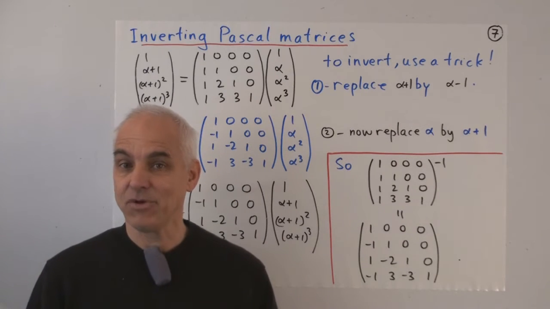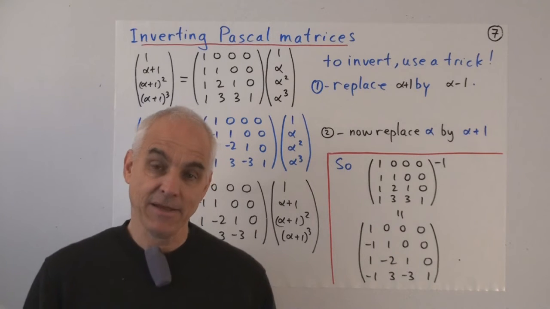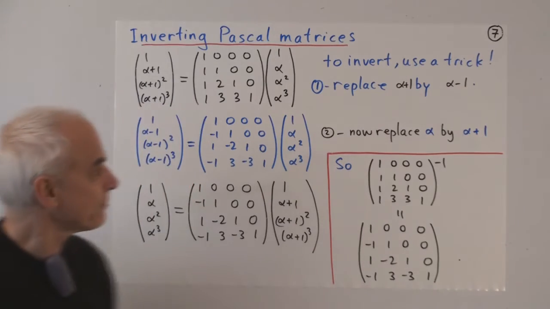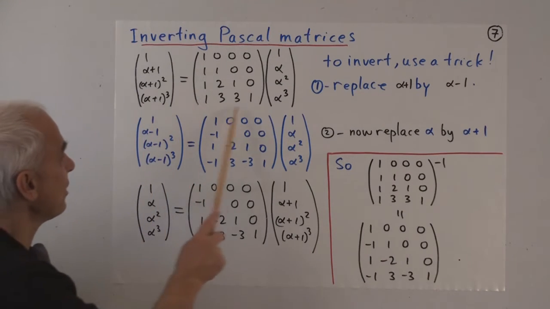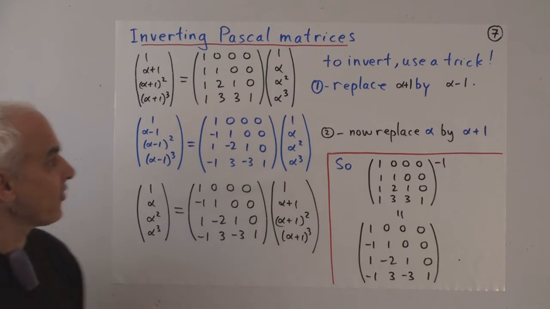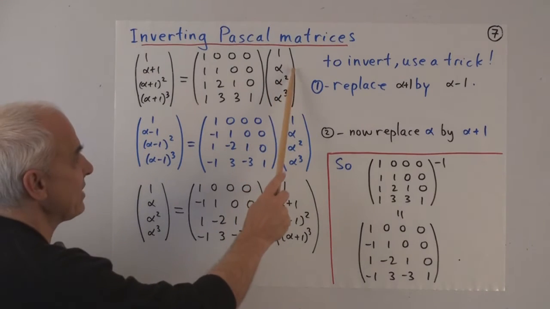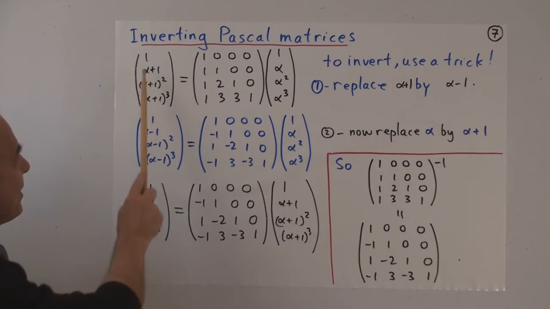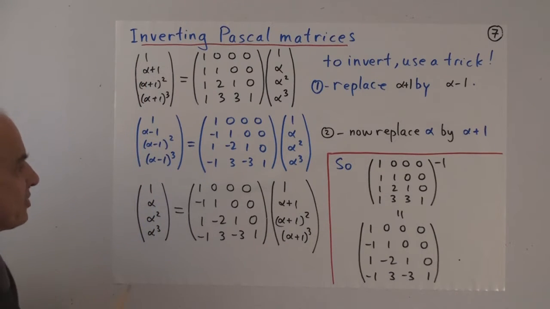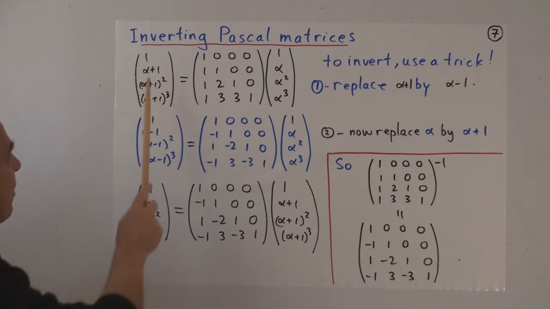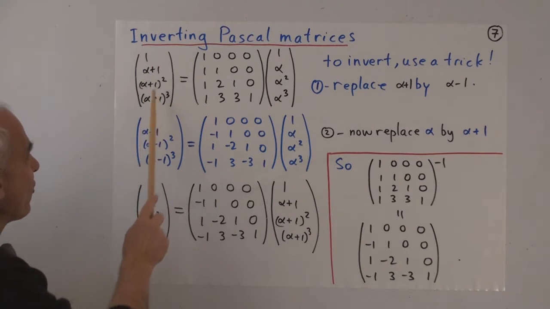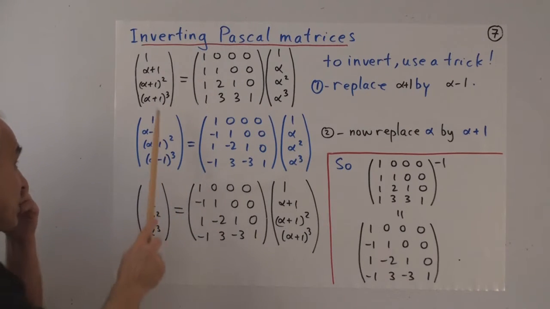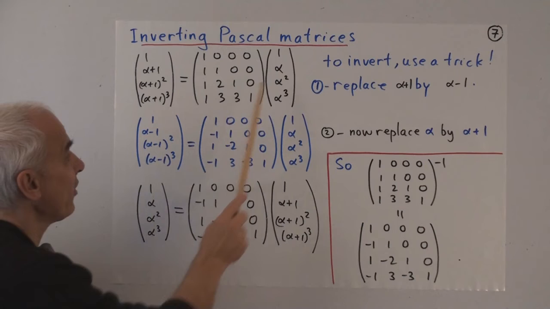To motivate that, let's have a look at the Pascal matrices again and ask about how we invert a Pascal matrix. So let's stick with the degree 3 or less case. So here are the standard basis elements of our space P3: 1, alpha, alpha squared, alpha cubed. Here are some shifted basis vectors, maybe we call it the Taylor basis: 1, alpha plus 1, alpha plus 1 squared, alpha plus 1 cubed.